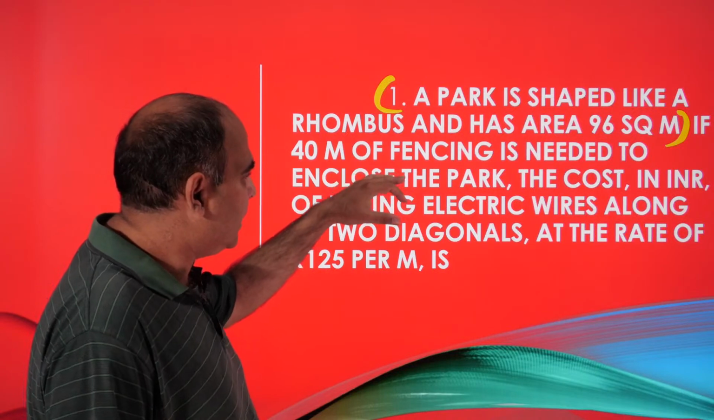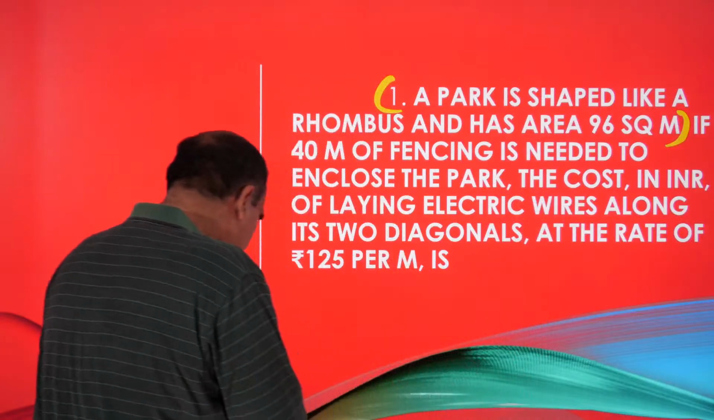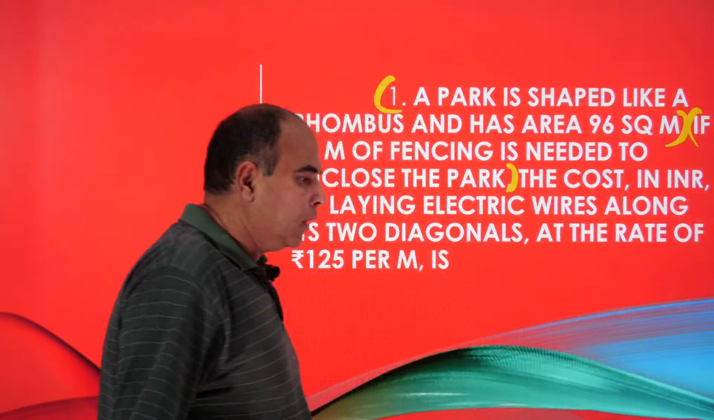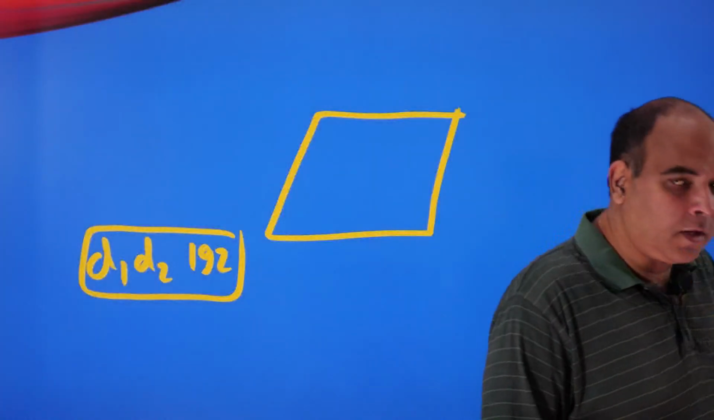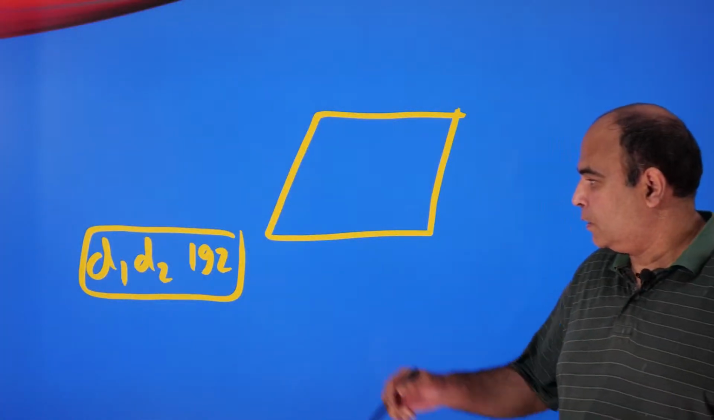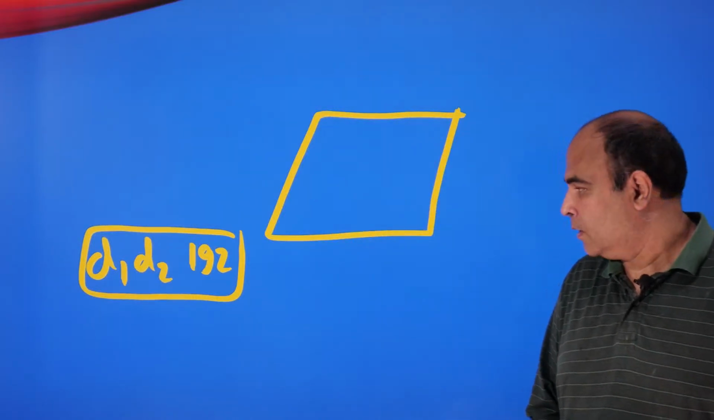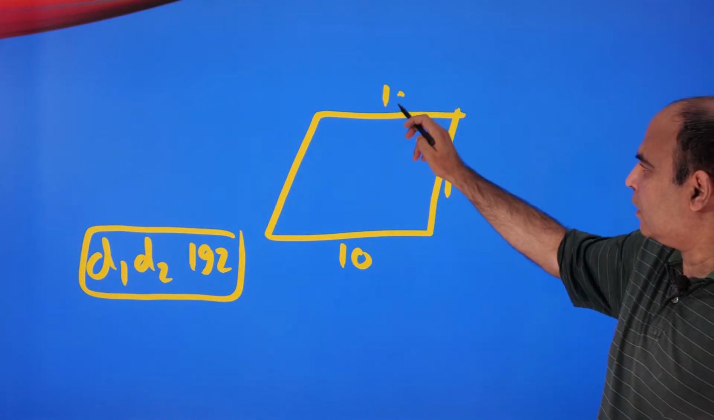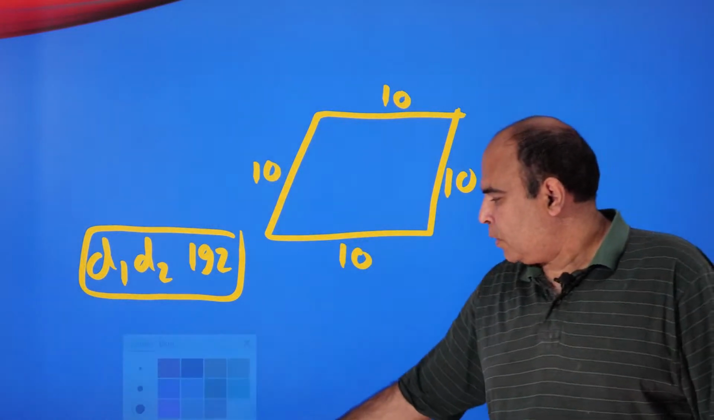If 40 meters of fencing is needed to enclose the park. Now this itself is a trigger here. We should not read ahead. The question tells me 40 meters of fencing is needed to enclose the park. Now what this means is that the fencing required to enclose the park is basically the perimeter of the park, any park. So since this is a rhombus, all sides equal, we realize that the sides of the rhombus are 10, 10, 10, 10. And you know, on a rhombus, you have 2 diagonals.